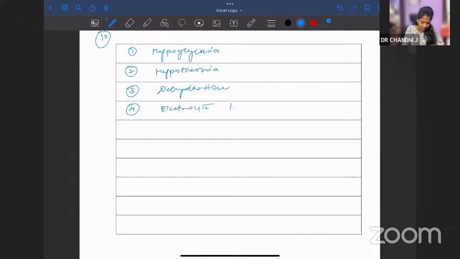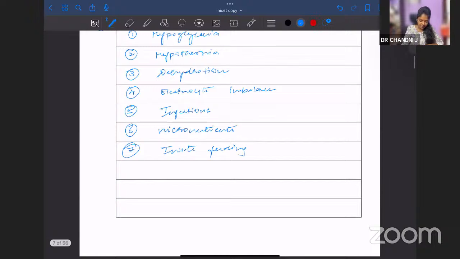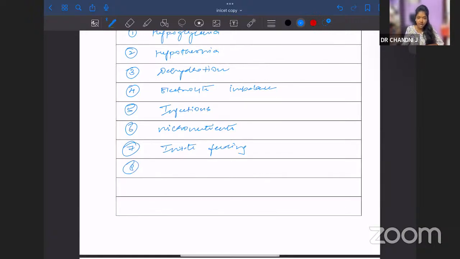So you give electrolytes, electrolyte imbalance. And then you start to treat infections. You treat infections. So after treating all this, you go with micronutrients. Okay, you give them micronutrients. The seventh step is you will initiate feeding. You will start giving feeds. The next step is you will assess for catch-up growth.